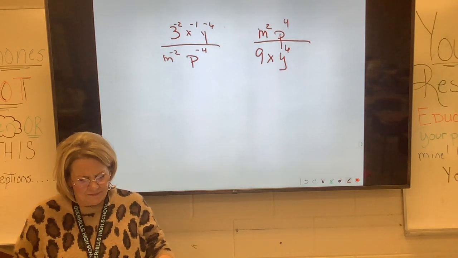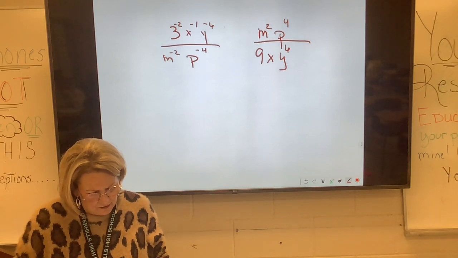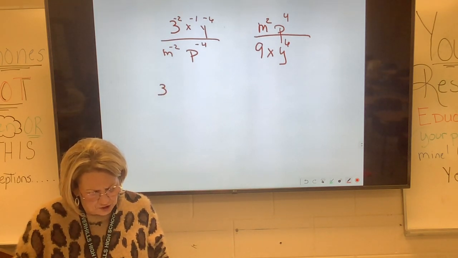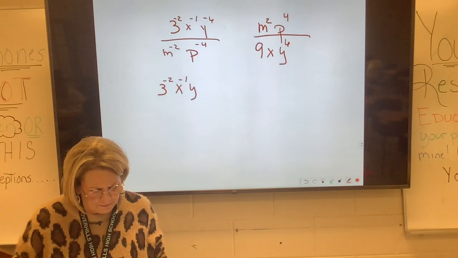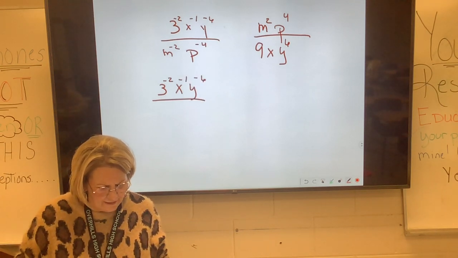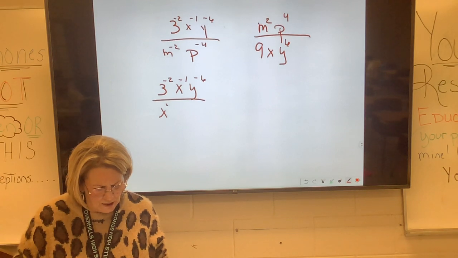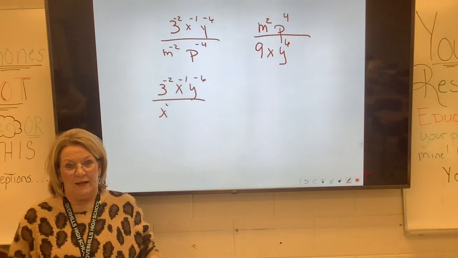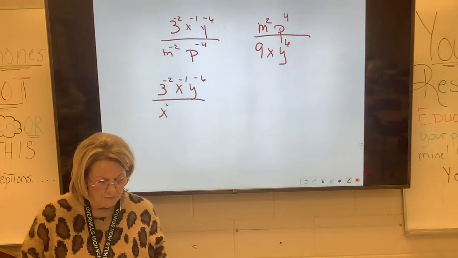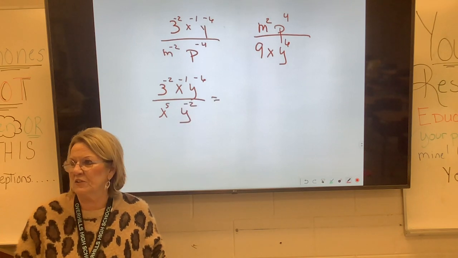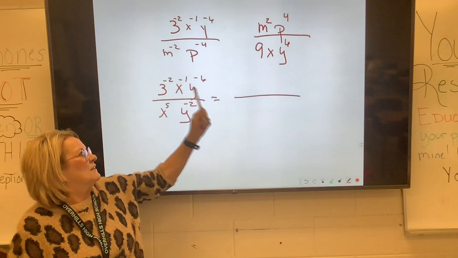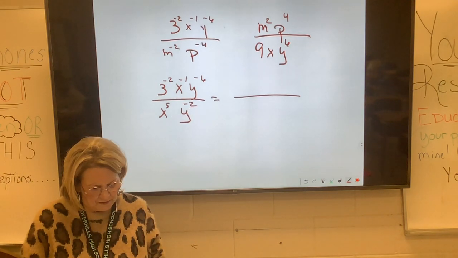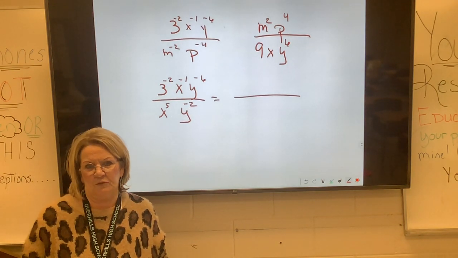So let's say I had this instead. Let's say I had 3 to the negative 2, x to the negative 1, y to the negative 6. But down here I had x to the 5, y to the negative 2. Now watch what happens. I'm going to put my fraction bar up, like I always do. I'm going to make my 3 to the negative 2 positive by bringing it down, which gives me a 9. But I'm going to handle these variables differently.